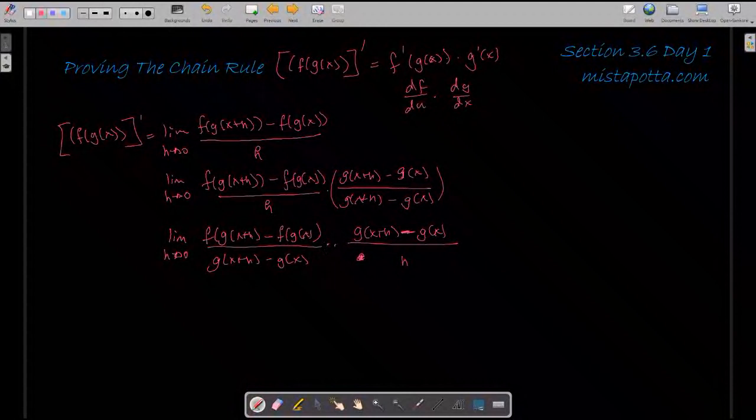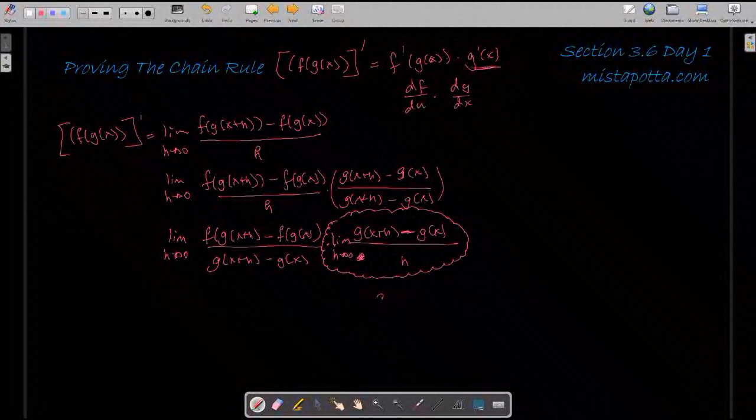One of the properties of limits is that the limit of a product equals the product of the limits. So I can break this up into two limits. And now I think you see where this comes from, or where we're headed with this. This is the g prime that we have here. So this is the derivative of g. What's not so clear is what I've got over here.